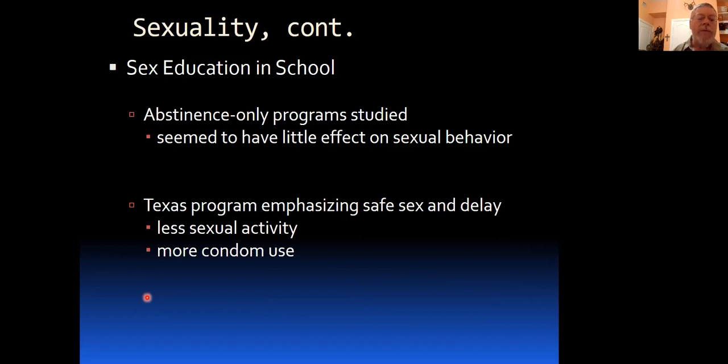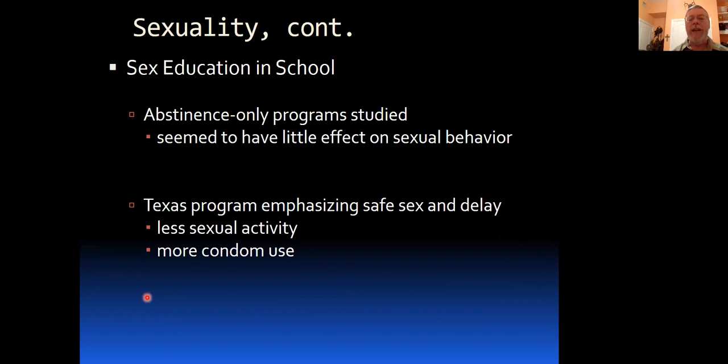In one program used here in Texas, some parts of Texas, the emphasis was on engaging in safe sexual practices and delaying sexual activity. This program seemed to be more effective. They found adolescents engaging in less sexual activity and using condoms and other protective procedures more often if they were sexually active. So you say, well, why would that be more effective?